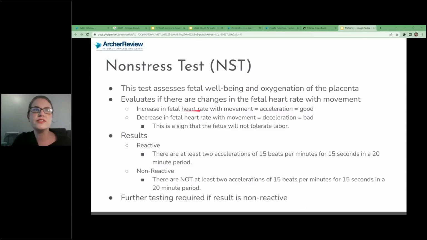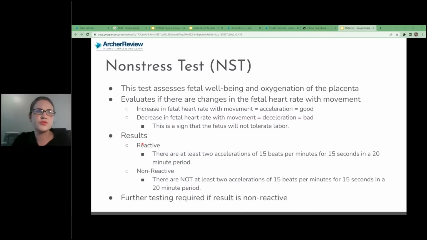So if there's an increase in fetal heart rate with a contraction, that's an acceleration. That's a good thing. That's a healthy baby. If there's a decrease in the heart rate with fetal movement, that's a deceleration, and that's usually bad. What that tells us is when there's stress on that fetus, they're not tolerating it. And that means they probably wouldn't tolerate labor either, because during labor, the contractions are even stronger and more frequent.